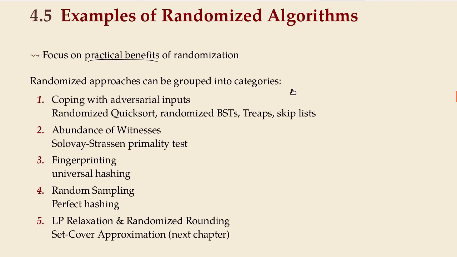To structure the group of examples, we will roughly talk about these five different groups, which partly are algorithmic design patterns and partly are the goals that we like to achieve with randomization. So let me just call these categories.